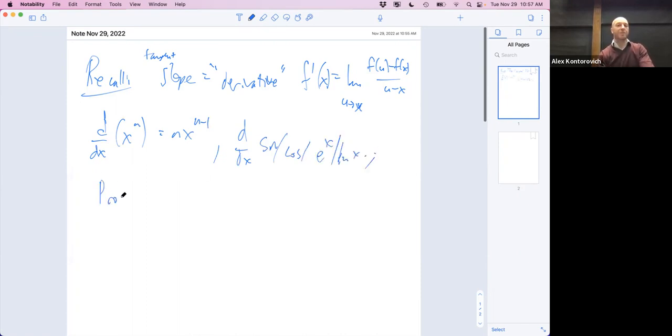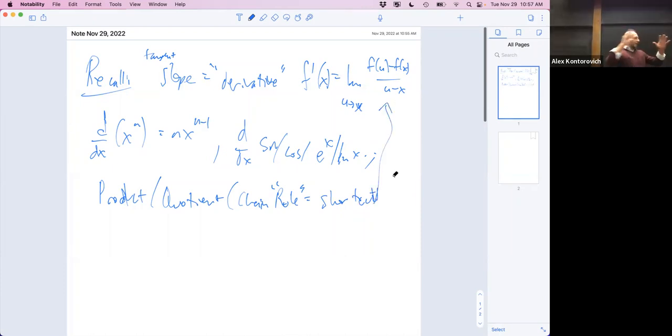Then we learned rules like the product rule, the quotient rule, the chain rule, all these beautiful rules, where rule is really a shortcut so that we don't have to go back to the definition every single time, right? Now we're really good at derivatives and we know the applications of those subjects.